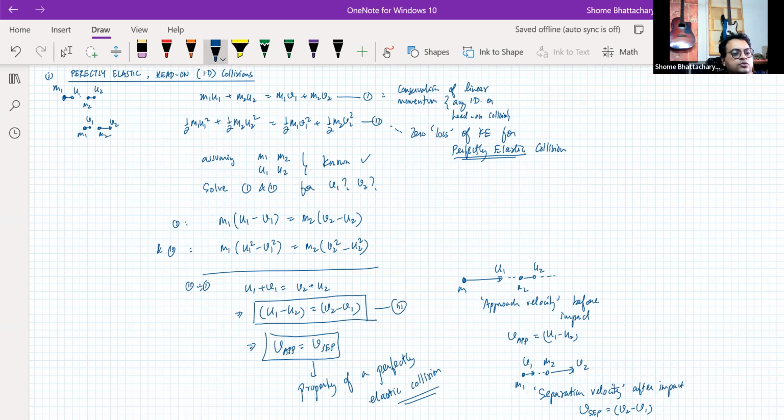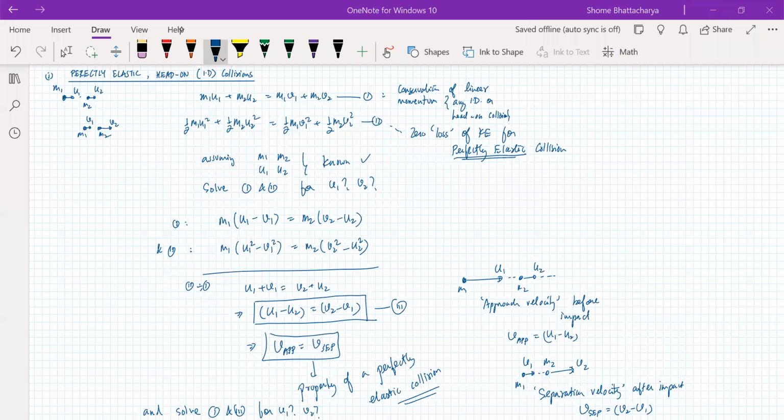To find V1 and V2, we can solve equations 1 and 3. But on the way to solving equations 1 and 2, we have also observed an important property of the perfectly elastic collision: the separation velocity of the colliding particles after impact, that is, the rate at which the distance between them is increasing, is exactly equal to the approach velocity before impact.